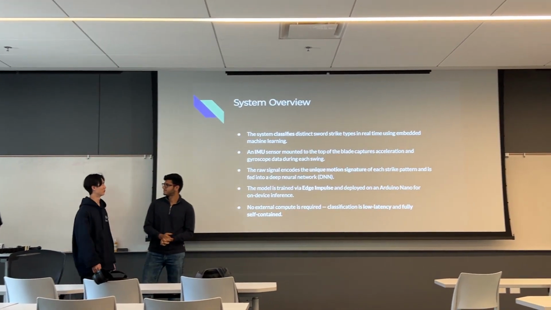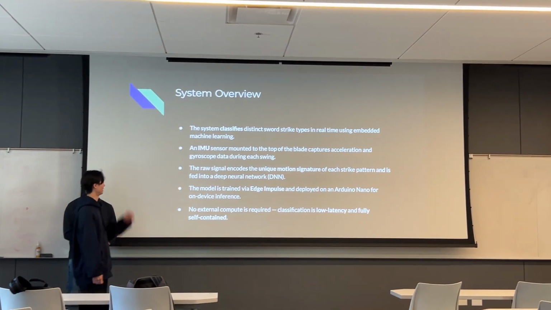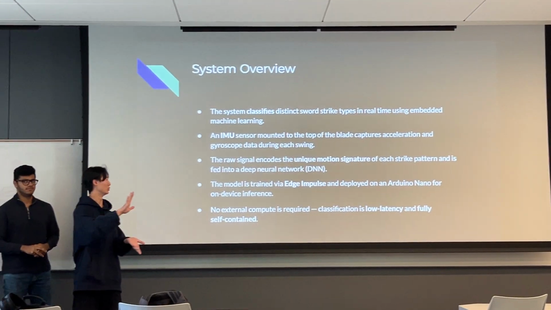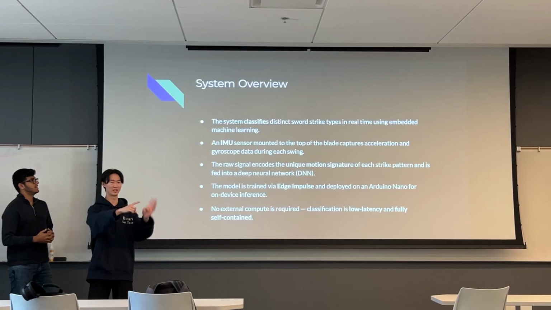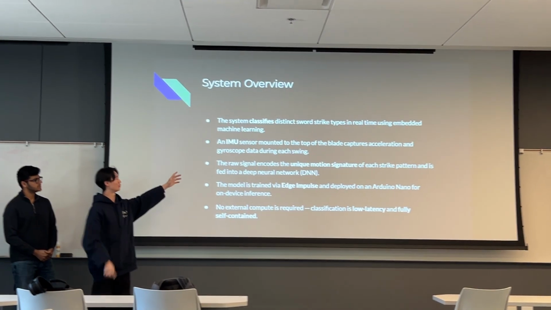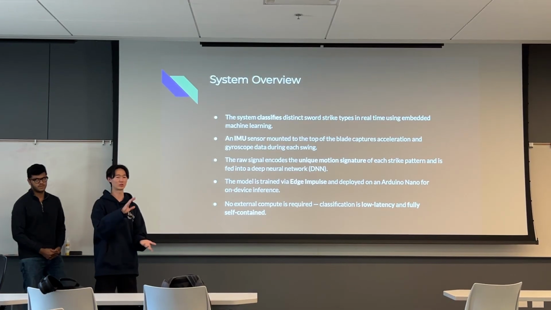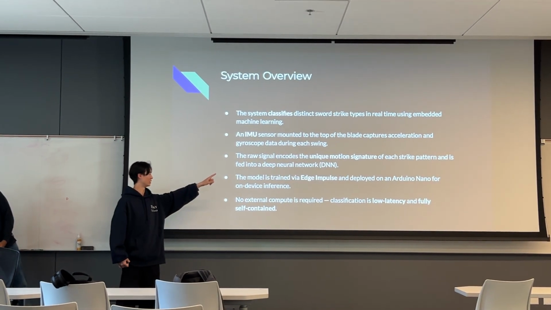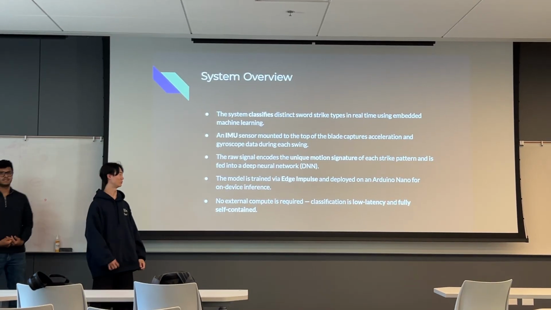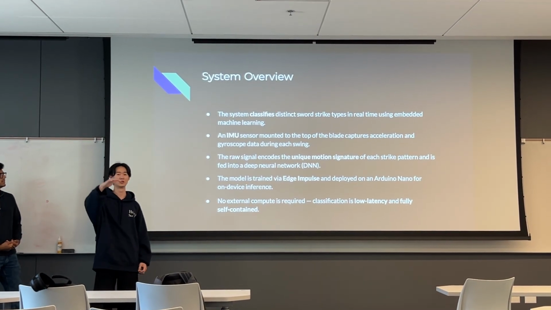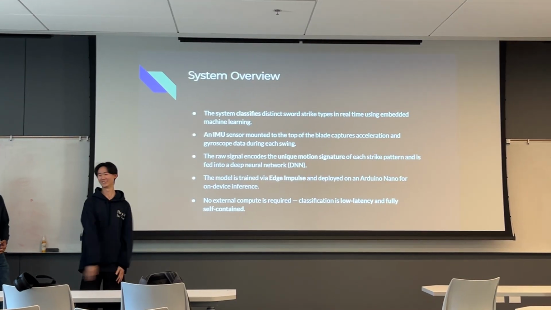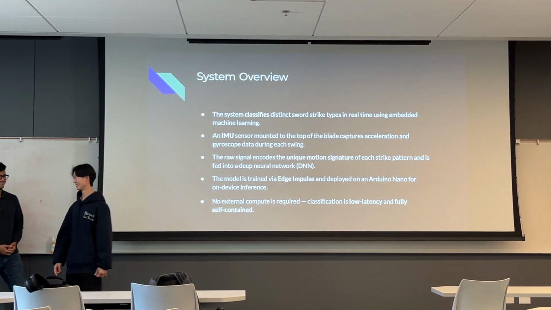So the system overview. The way we do this is that we use the onboard IMU to record accelerometer and gyroscope data, and then after we have that, we pre-process it using spectral features, pass it through a DNN, and then flash it onto Edge Impulse, and we build an external web interface to do live classification. And we're going to demo that in a second.